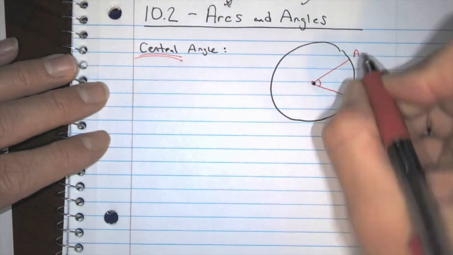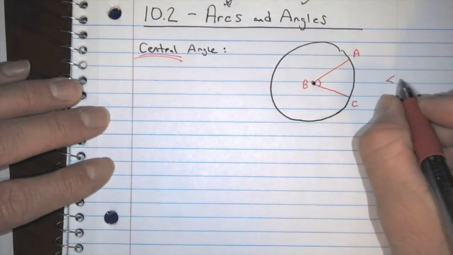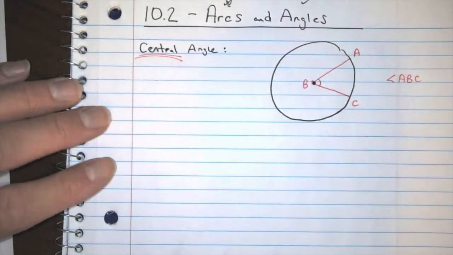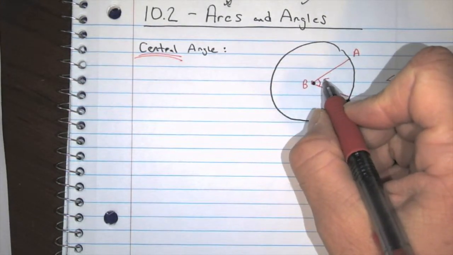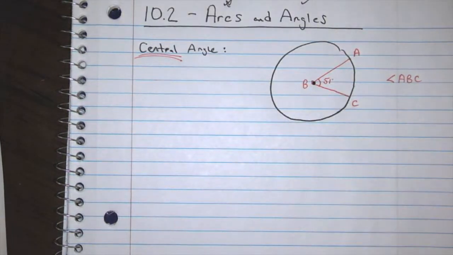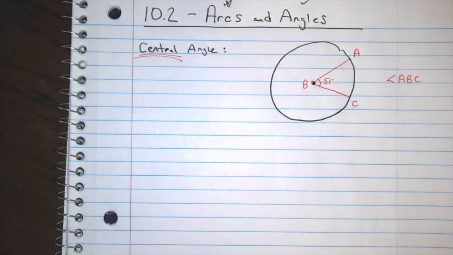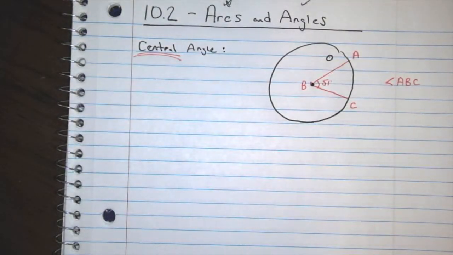Let's label this. Let's call this A, B, C. So the central angle is going to be angle ABC. It goes from A to B to C, central angle. And this central angle could be, I don't know, a 51-degree angle. It could be any angle you really want. If you want it bigger, open the angle up. If you want it smaller, close it down. It looks like a Pac-Man, really. Any Pac-Man fans out there?